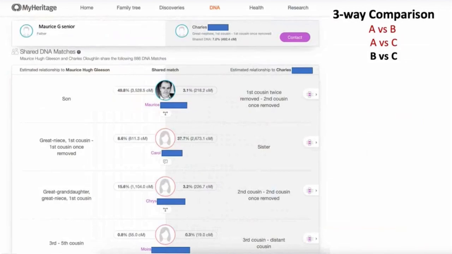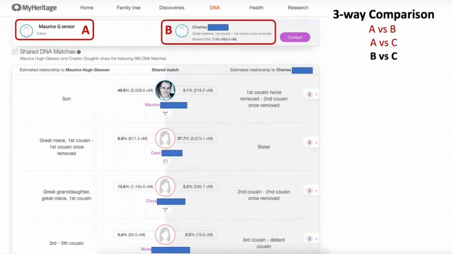We can generate this type of shared DNA matrix from MyHeritage data and also from 23andMe data, because they allow a 3-way comparison. By that I mean A versus B, A versus C, and B versus C. So let's take a look at that. Let's say my dad is A in this comparison, and he chooses one of his matches. Let's say it's Charles, who shares 492 cMs with him. We get an A versus B comparison.